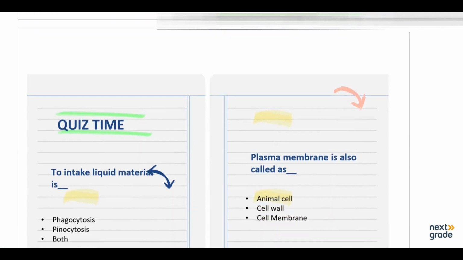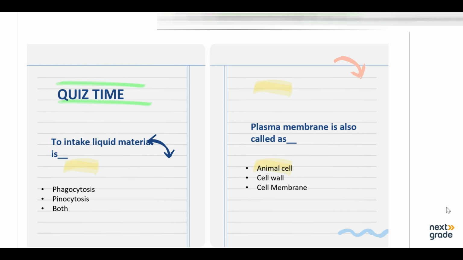Now there is the most exciting time, the quiz time. To intake liquid material is termed as phagocytosis, pinocytosis or both. As we all know, to intake liquid material is pinocytosis, to intake solid material is phagocytosis. So here the correct option is pinocytosis. The second MCQ that we got for today is that plasma membrane is also called as animal cell, cell wall, or cell membrane. We know that cell wall is only present in plants. Animal cells have a plasma membrane, but it isn't called an animal cell. So plasma membrane is also called cell membrane, present in both plants and animals.